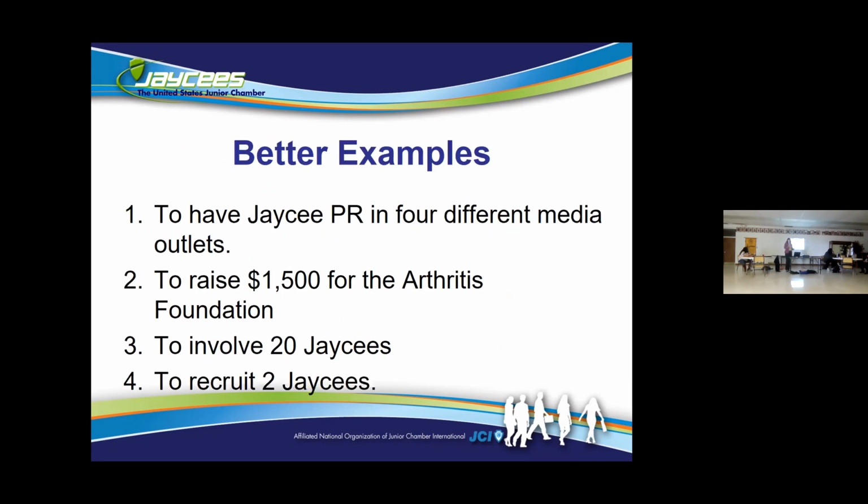So here are ways that you can reword those goals to make them more specific and measurable. You would list how much money you want to raise, or how many Jaycees you want involved, or how many members you want to recruit. So you just have to tweak those goals and make them more specific, and then you're done.